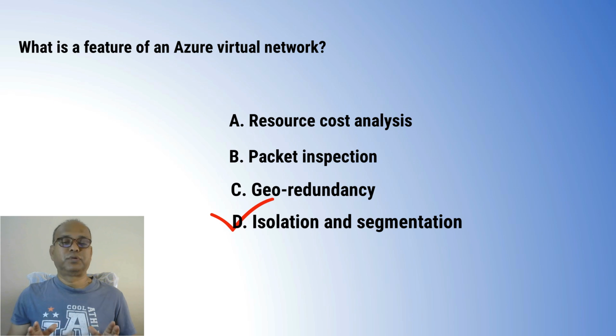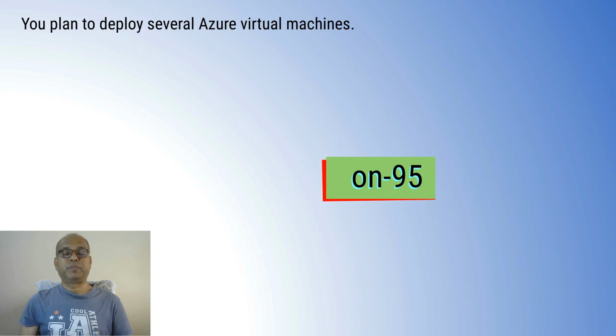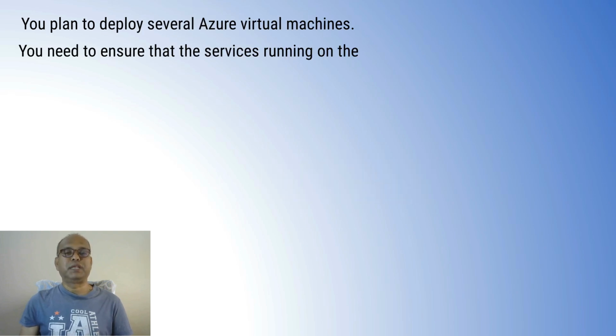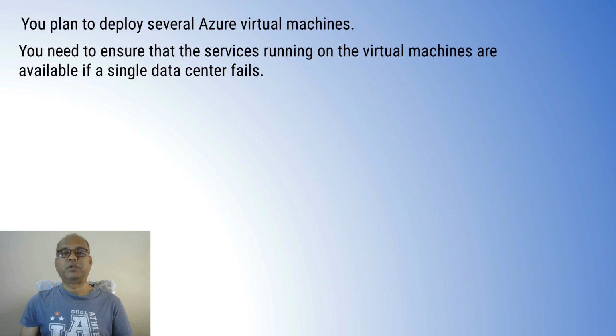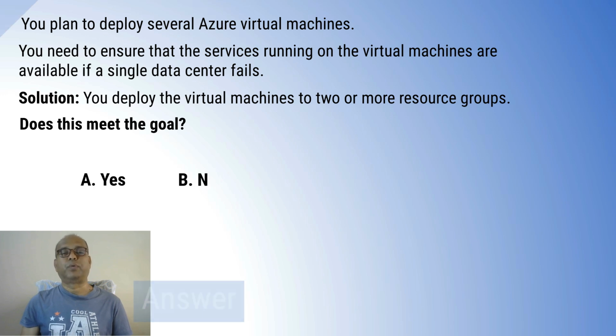The correct option is D. Next question. Question number 95. You plan to deploy several Azure virtual machines. You need to ensure that the services running on the virtual machines are available if a single data center fails. Solution: You deploy the virtual machines to two or more resource groups. Does this meet the goal? Option A, yes. Option B, no.